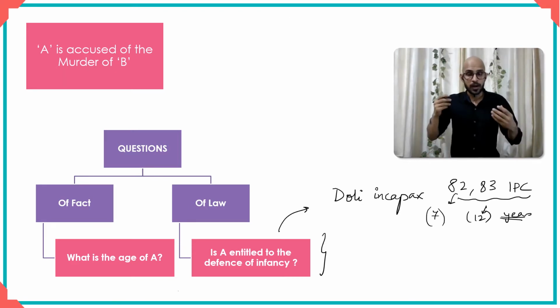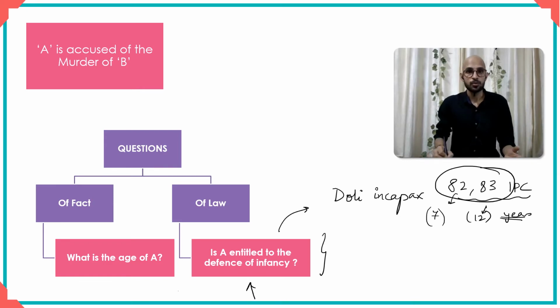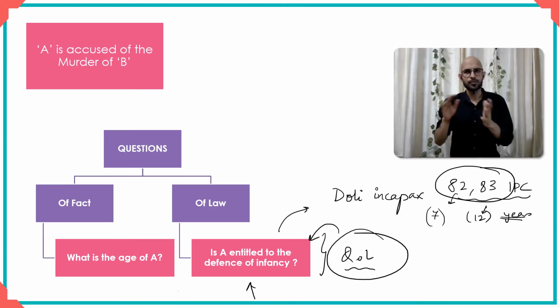So now, to understand and to know whether a certain person is entitled to this defense, to this general exception, where do you see? You look at the law. If there were no section 82 and 83, you could not have answered this, right? So the answer to this question lies in the law. Therefore, this one is a question of law and not a question of fact. I hope you've understood the point.